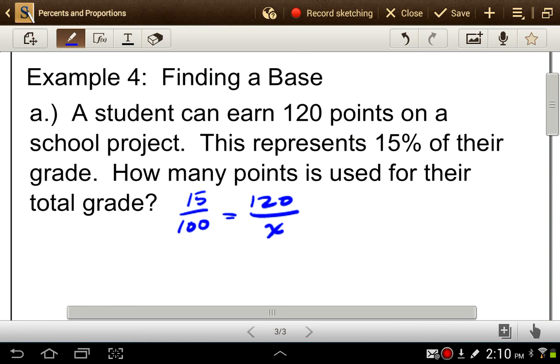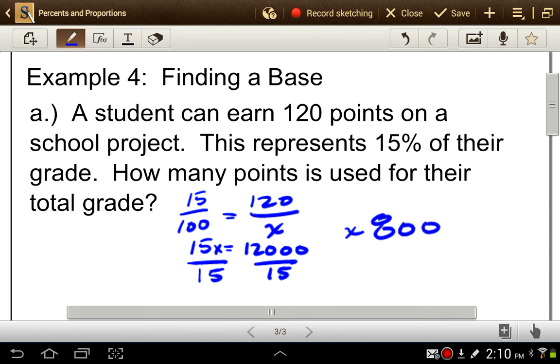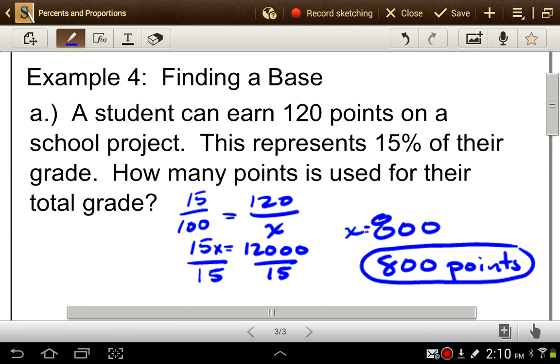Oh, there's the bell. Then I'm going to do cross products again, so I get 15x equals 12,000. Okay, 120, put on 2 zeros. Divide both sides by 15, and when you divide those, you get x equals 800. So what does that mean? That means this class is worth 800 points total. And that is how you find them using proportions.